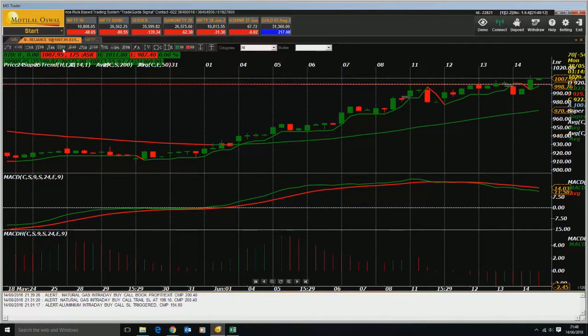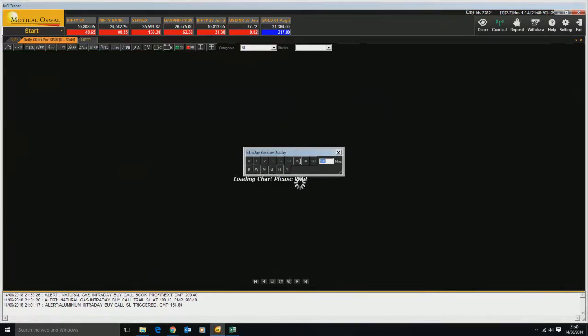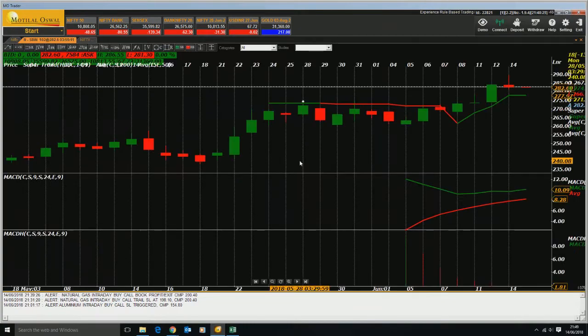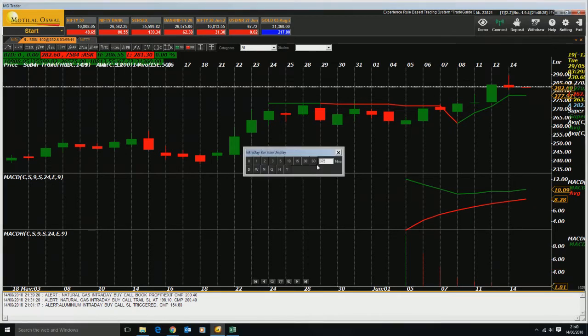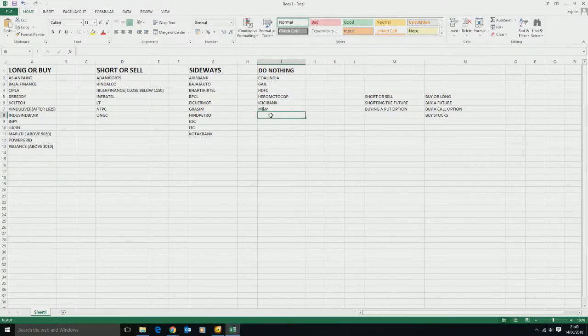SBI, SBI on a daily chart or at 375 minutes, it's a buy at 282, and let's see on 120 minutes. 120 minutes, it's a sell. So I don't do anything. That is also a very good conclusion. Do nothing with SBI, State Bank of India. Do nothing.